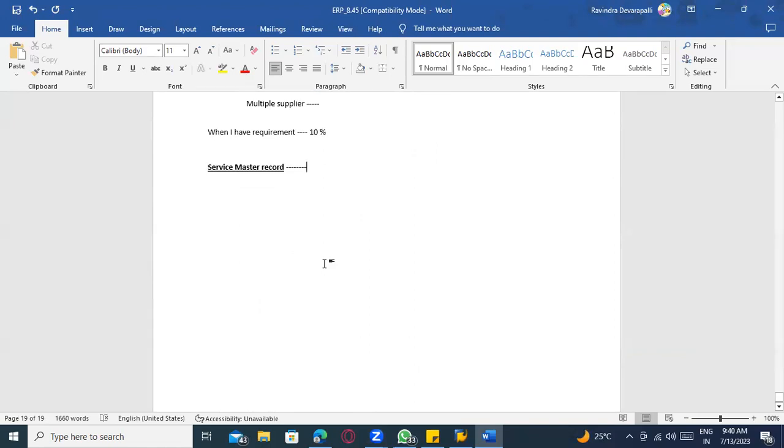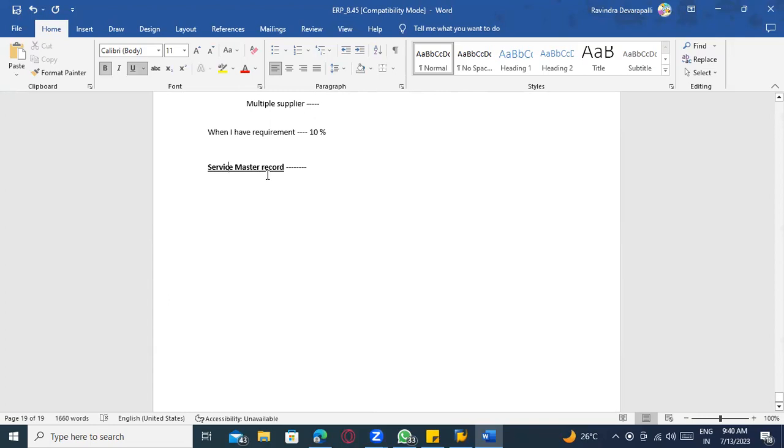We don't have any code to store the stock. Right, so this is simply like painting, this kind of services like simply cleaning, installation. Each and every time the work, the service norm, will be changing. Okay, so what we are doing here: service master records don't have any material master record number.